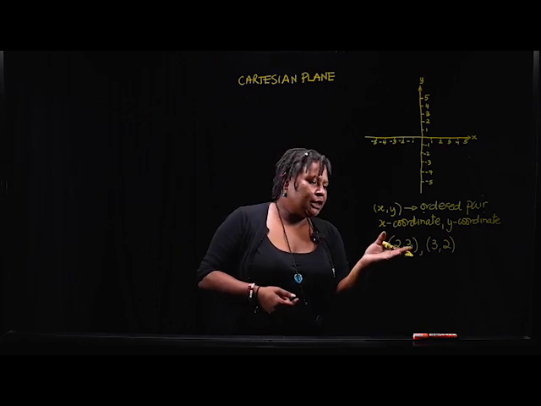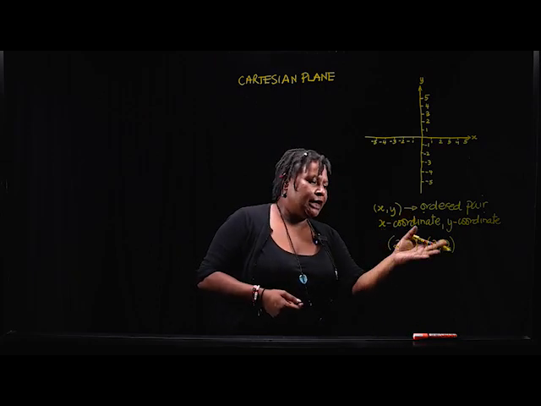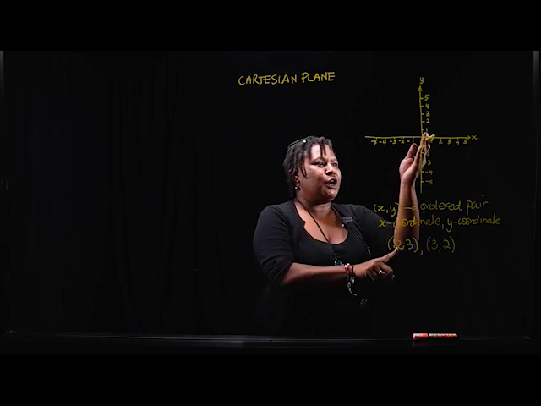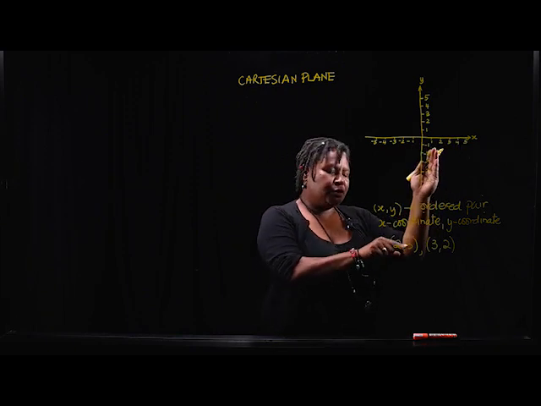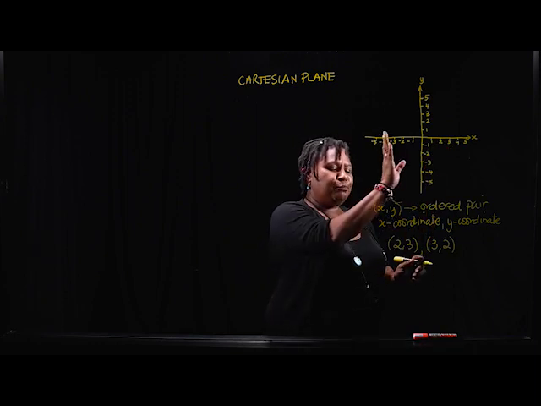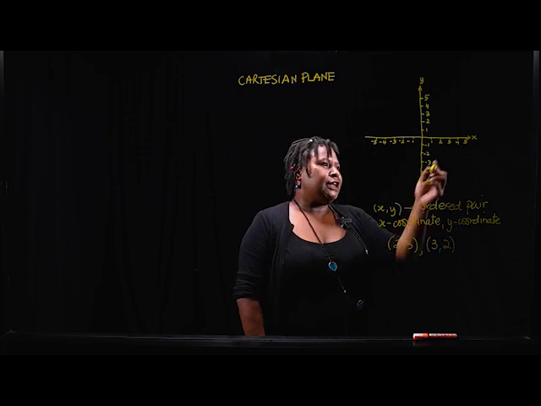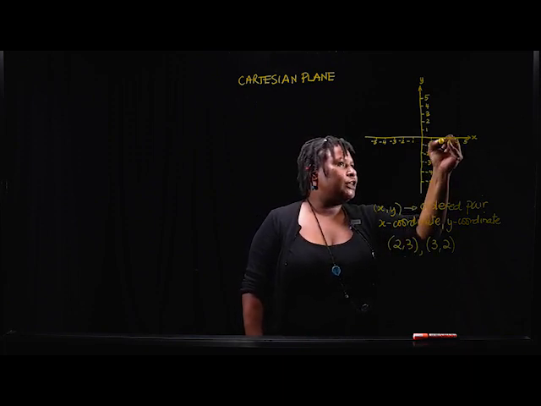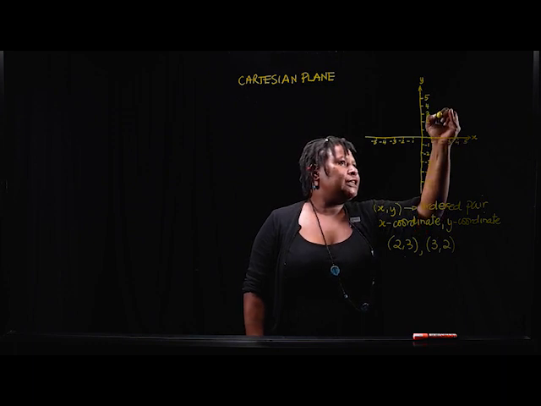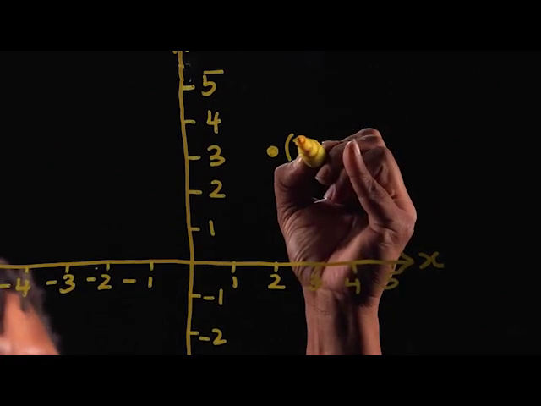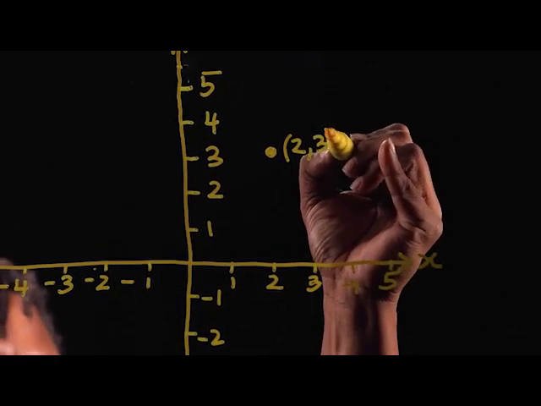Now, let's plot the points 2, 3 and 3, 2. X coordinate 2 means you are moving 2 units to the right because it is positive, and you are moving 3 units upward, indicating that it is positive. So 2 units across, 3 units up. This is the coordinate 2, 3.